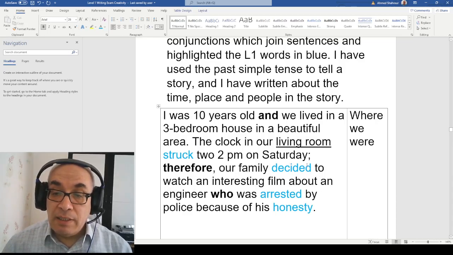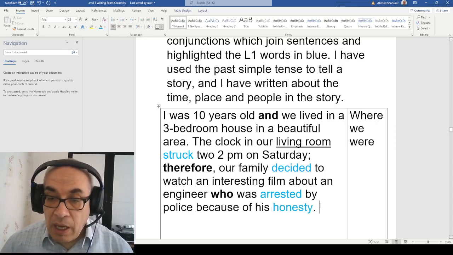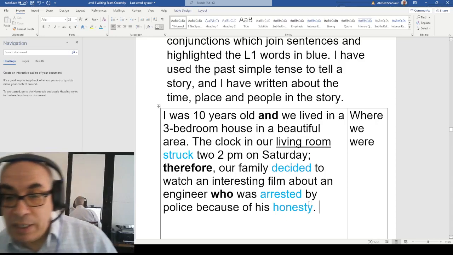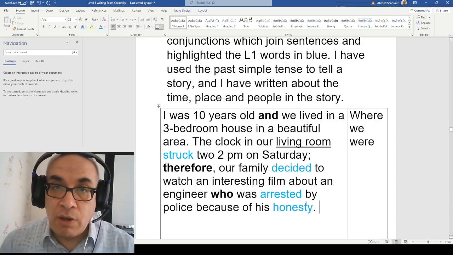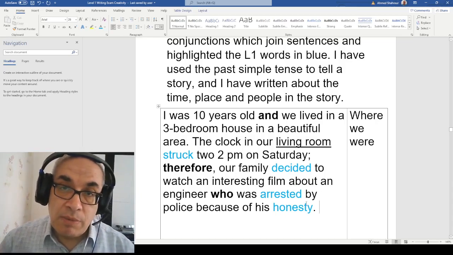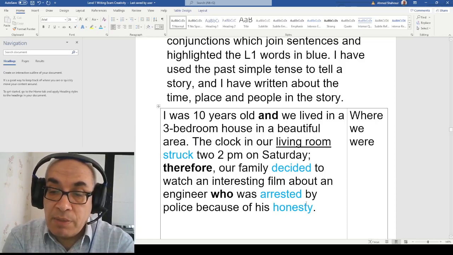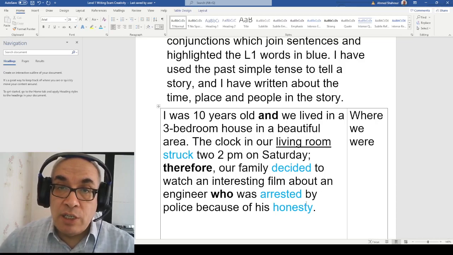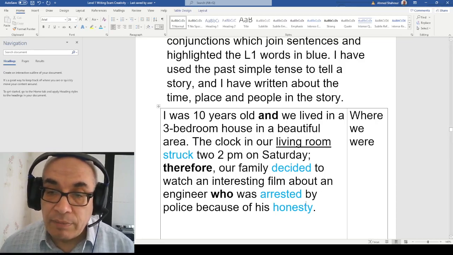Our family decided to watch an interesting film about an engineer who was arrested by police because of his honesty. Of course, when you read the story, you'll understand why the engineer was arrested. Of course, you cannot arrest someone because they are honest, but because somebody did something wrong and the police came to arrest the engineer by mistake. They should have arrested somebody else.